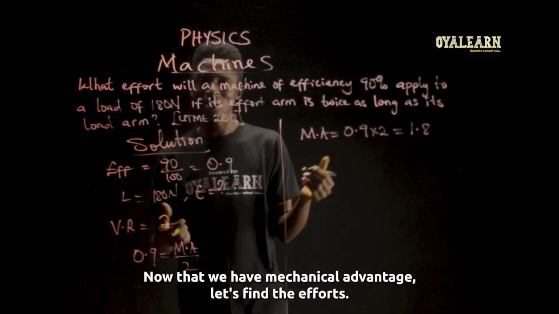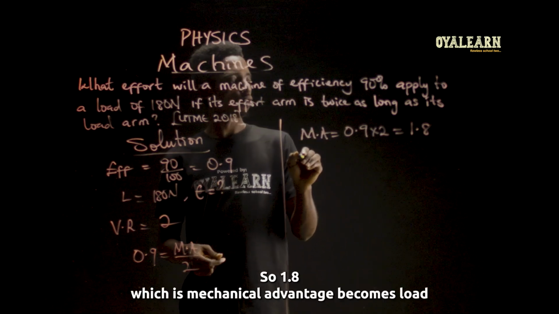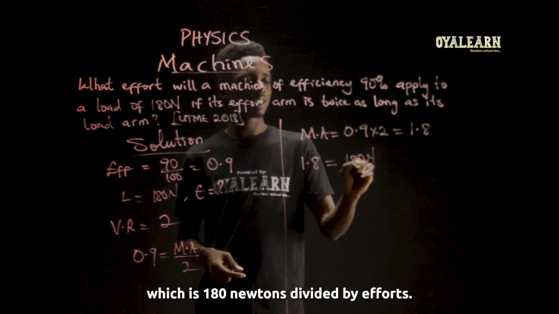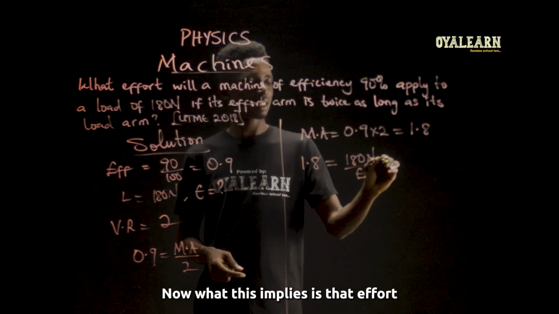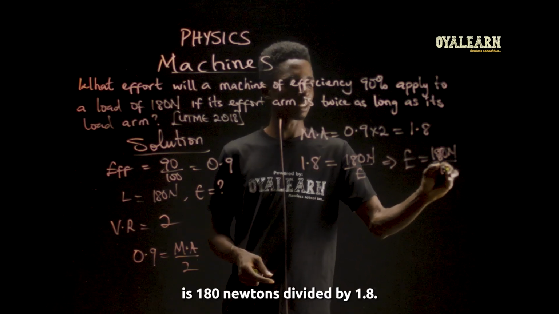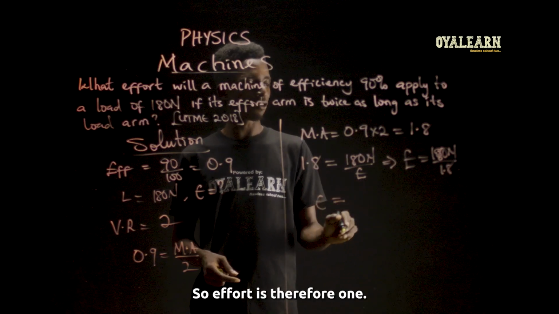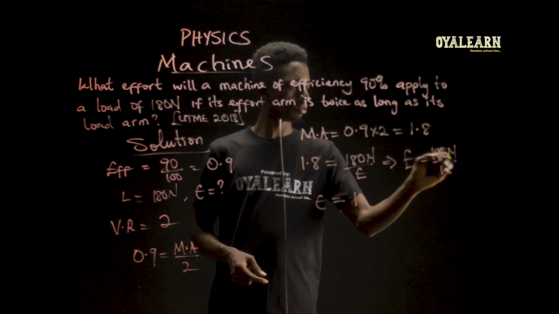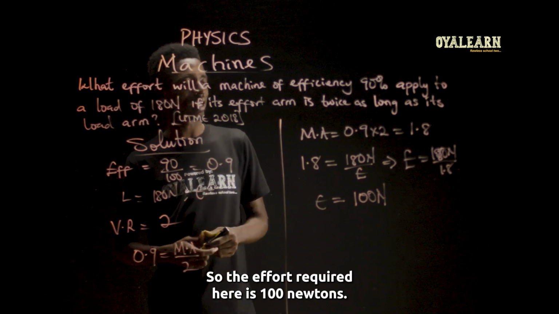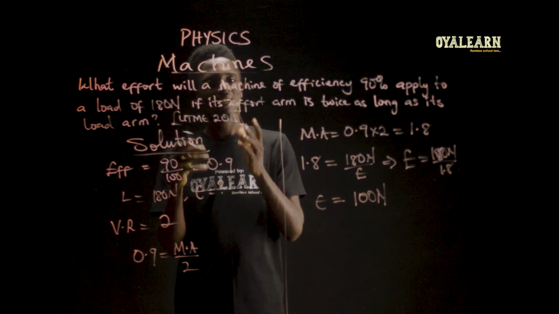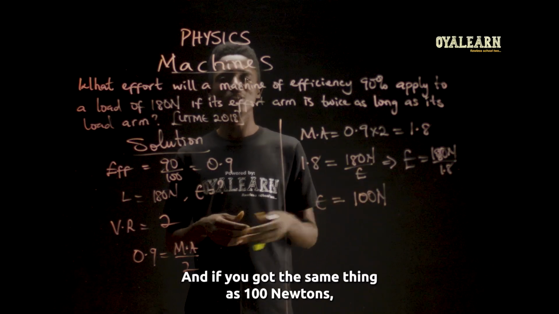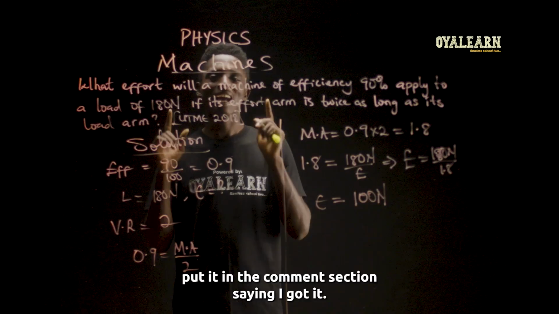Now that we have mechanical advantage, let's find the effort. So 1.8, which is mechanical advantage, becomes load, which is 180 newtons divided by effort. Now what this implies is that effort is 180 newtons divided by 1.8. So effort is therefore 100 newtons. So the effort required here is 100 newtons. Now check it with what you have gotten when you solved it. And if you got the same thing as 100 newtons, put it in the comment section saying, I got it.